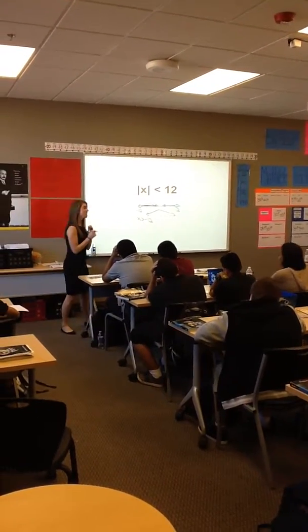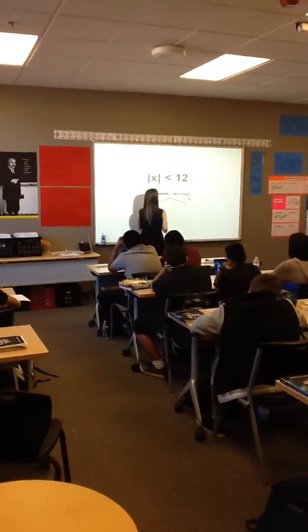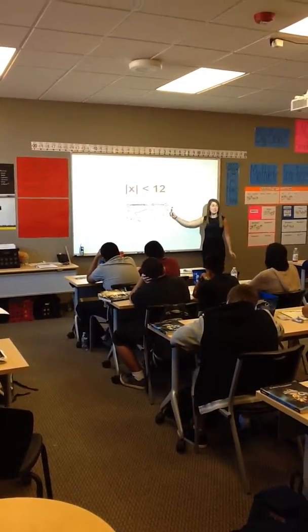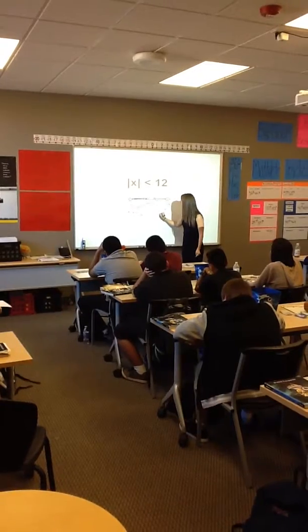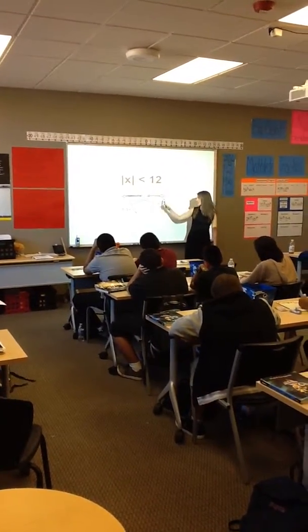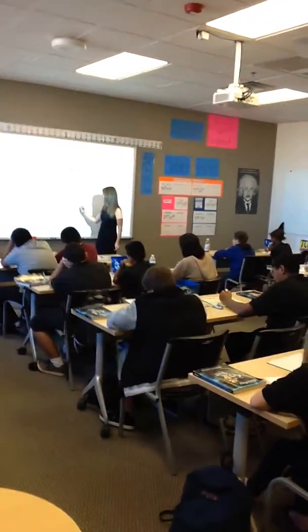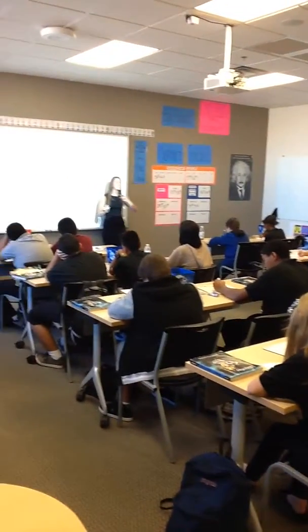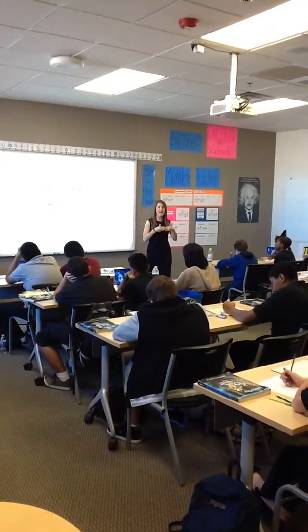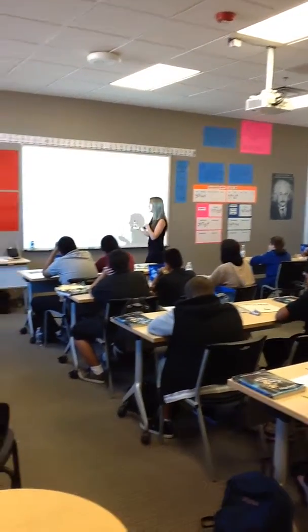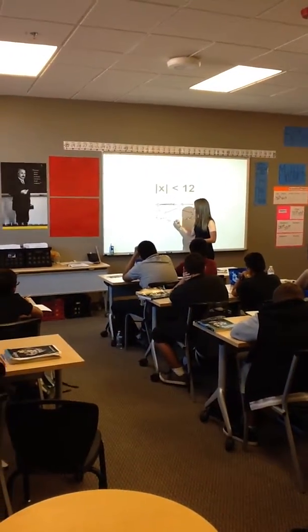The first half of this: I want all numbers x greater than negative 12. But then take a look over here. I want all numbers x that are smaller than 12, less than 12. Think back to your warm-up problem. This overlaps this shading. So is this an and or an or? And. This is an and.